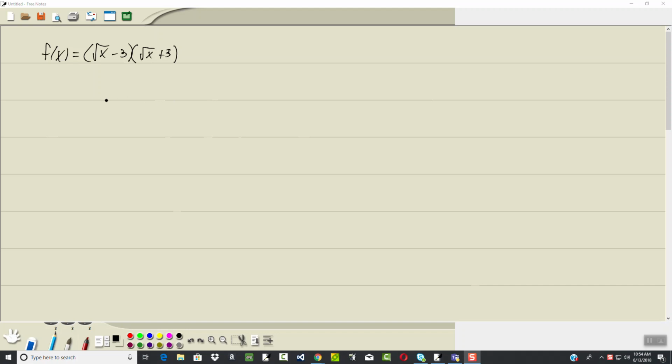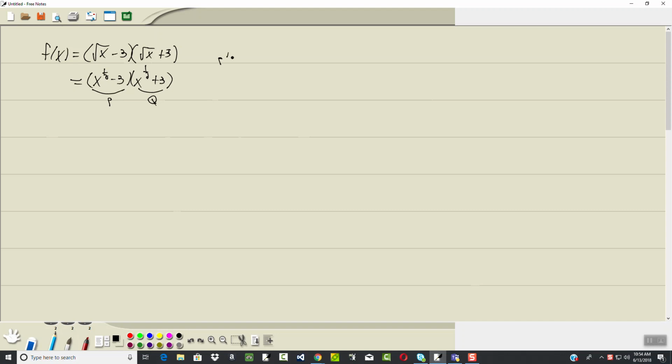Okay, let's find the derivative of this using the product rule. I need to rewrite these without radicals, so that'd be x to the 1/2 minus 3, and this would be x to the 1/2 plus 3. This would be p, this would be q.